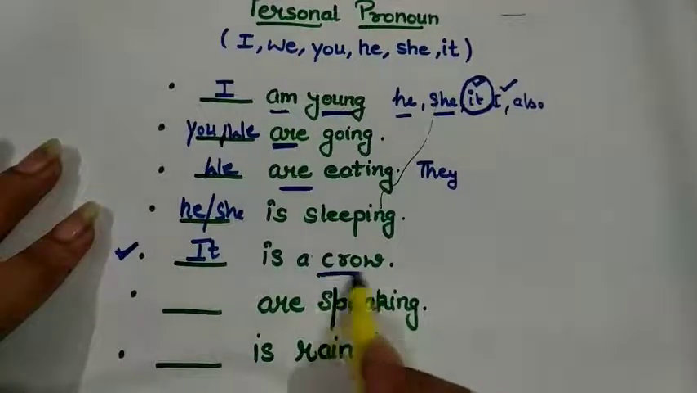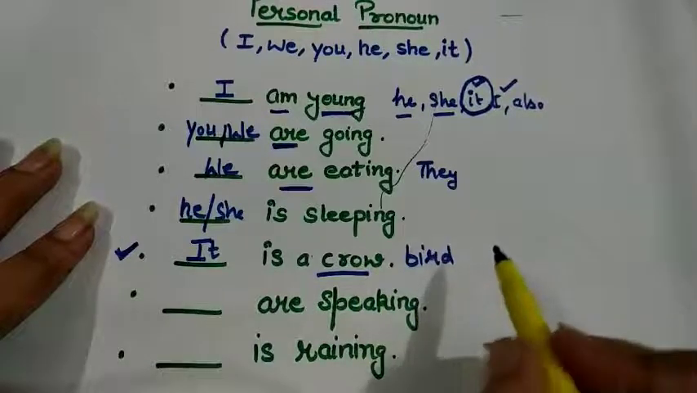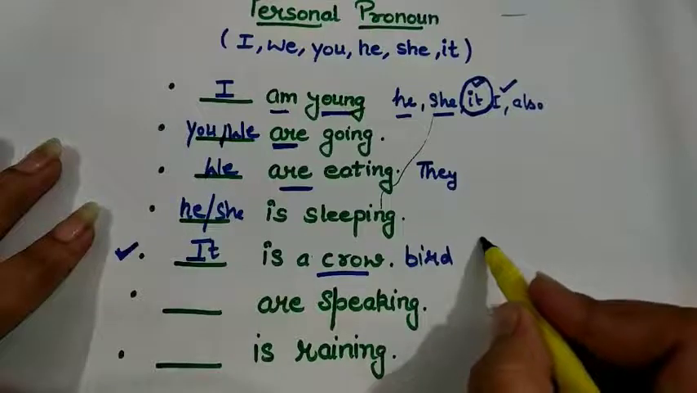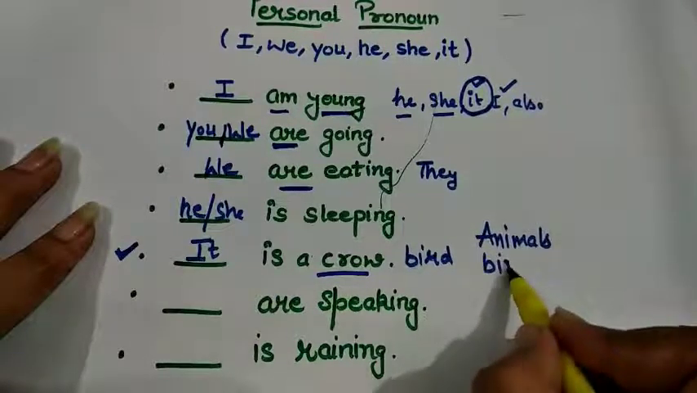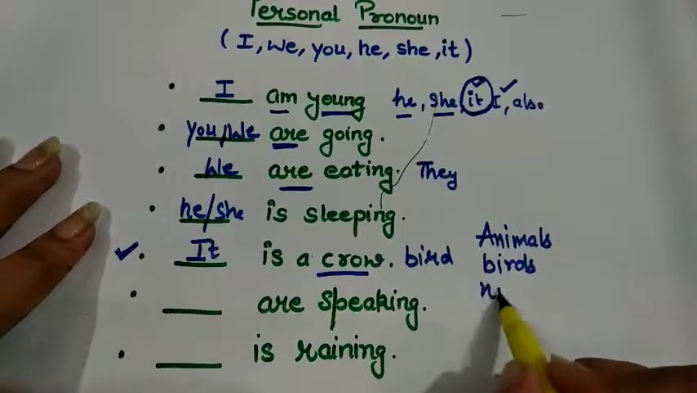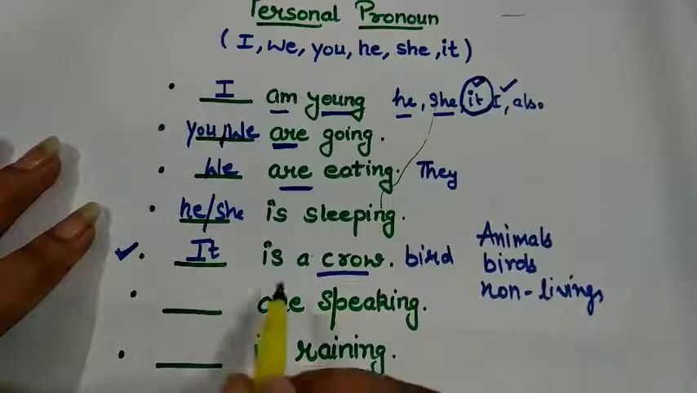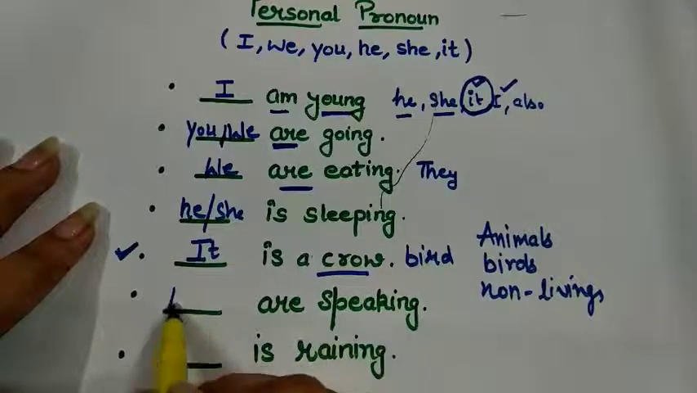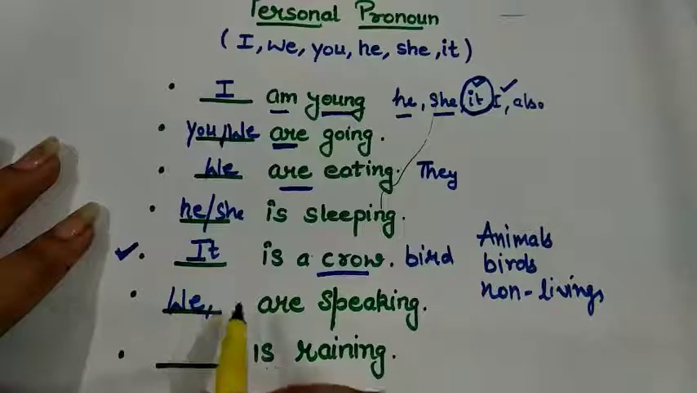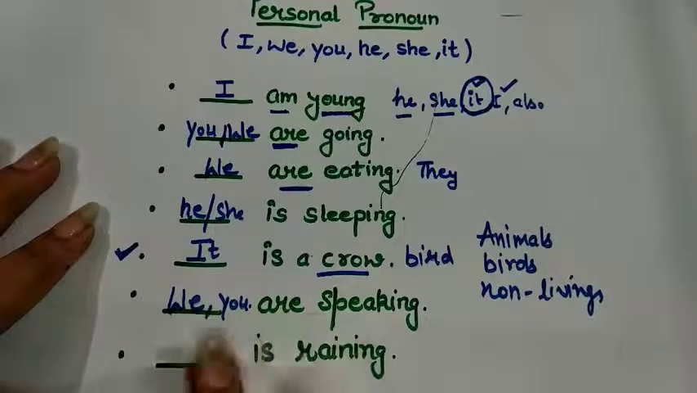Because crow is a bird. Okay, so here I conclude that it is used with animals, birds, and non-living things also. So it is a crow. Dash are speaking. We are speaking. Okay, you are speaking. Both are correct.